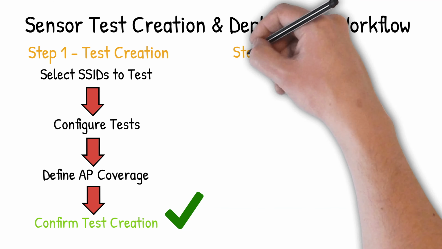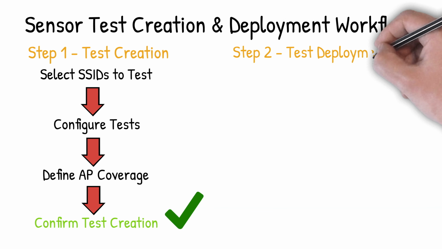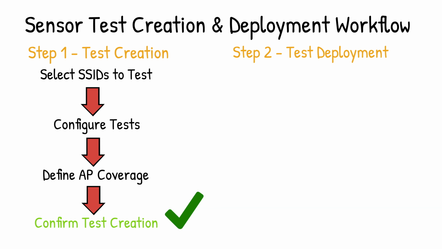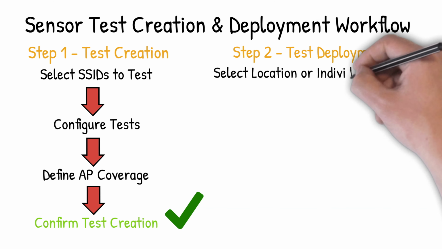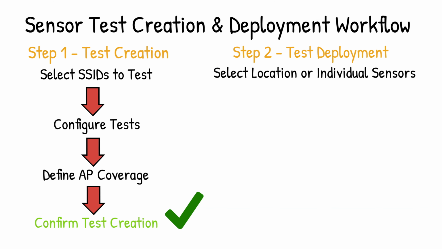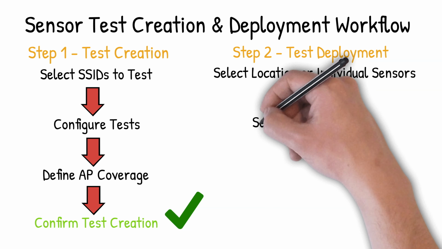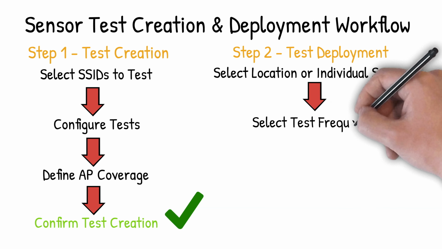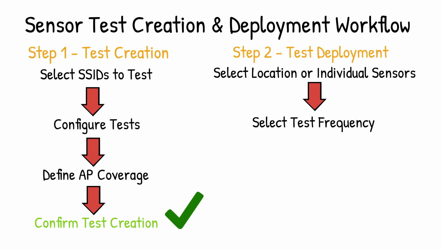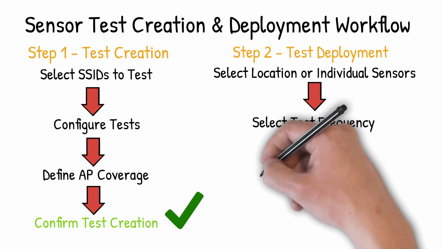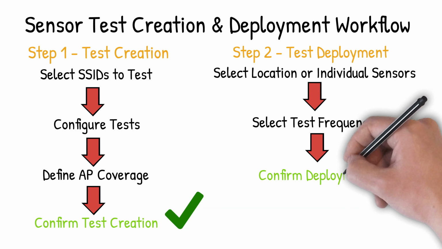Moving on to step 2, we have the sensor test deployment workflow, in which we'll be given the ability to deploy the template we've just created either within locations or to specific sensors. Upon selecting your target test location, you can then choose the frequency in which you'd like your test to run. Again, upon completion, you can review your inputs and confirm the intent of deploying this test template.